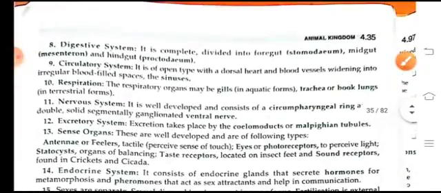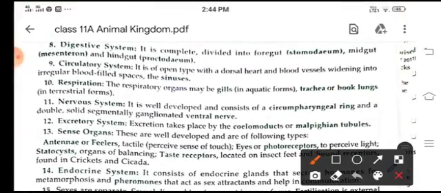Now the digestive system is complete and the circulatory system is open type. Now they have well developed respiratory organs, maybe gills, trachea or book lungs. The nervous system is well developed, which consists of a circumpharyngeal ring and a double solid segmentally ganglionated ventral nerve cord. Excretion takes place by Malpighian tubules or coelomoducts.